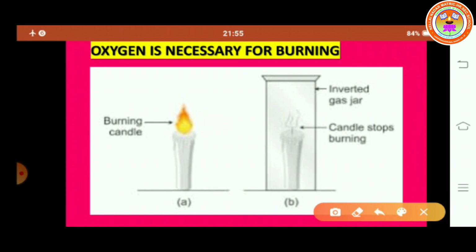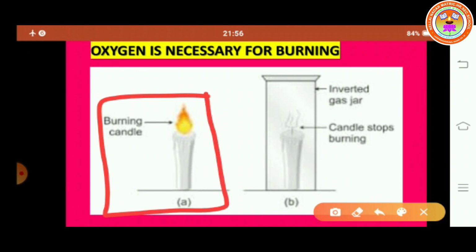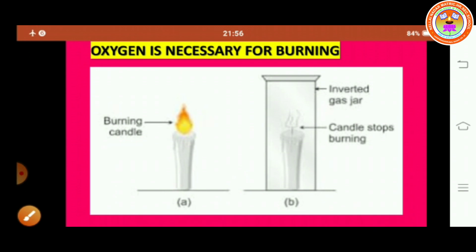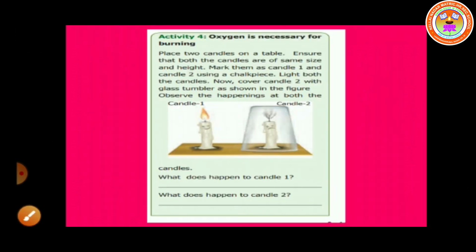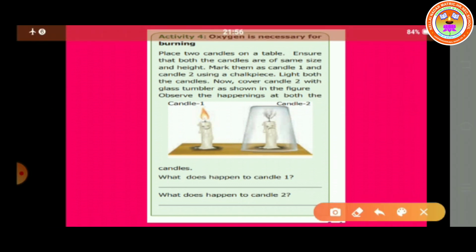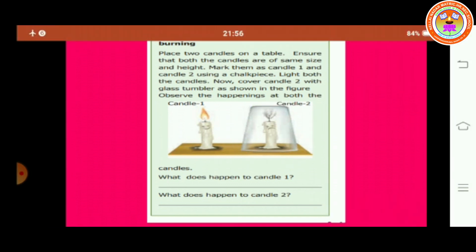If we cut off the supply of fresh air to a burning substance, then the burning substance will not get the oxygen necessary for burning to continue and hence the substance will stop burning. See, in this activity, look at picture A. This is a burning candle. And in the next picture, we place an inverted glass jar above the candle. What happens? The first candle keeps glowing, but the second candle is put off because inside the glass jar no oxygen is there. Okay, so for any substance to burn, oxygen gas is necessary.